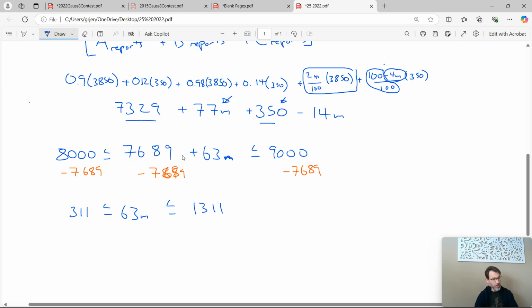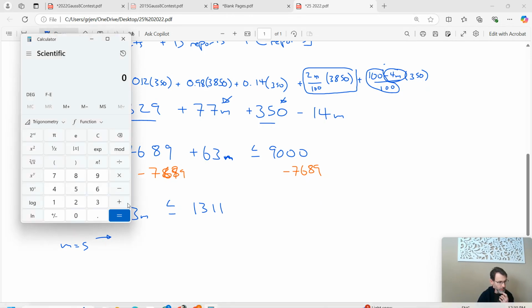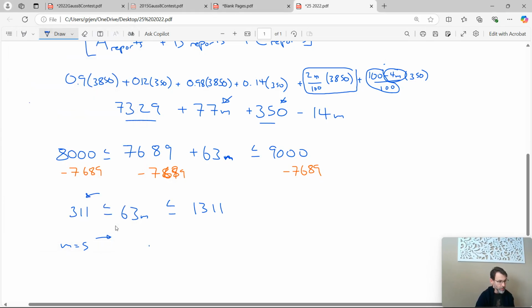Okay, so 311 divided by 63, we definitely need 5 copies of that. So if m equals 5, then we are above this lower threshold. And then if we divide over here, 1311 divided by 63, that gives us, we need at least 21 before we bust over there. So m could be 5 all the way to 20 to satisfy this inequality.